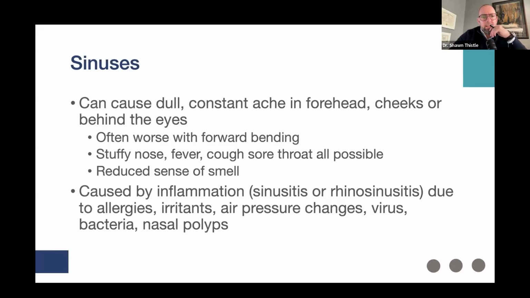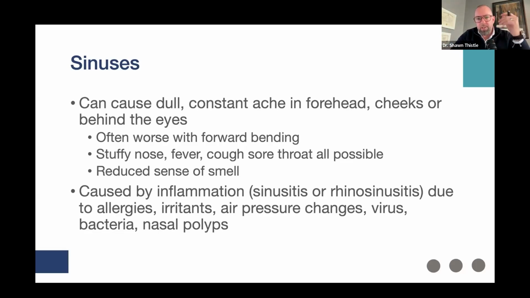Next in the list of differentials is sinuses. I think this is pretty common. It commonly goes along with a viral or bacterial infection, can cause dull, constant aches like forehead or ethmoid or sphenoid sinuses, often worse with forward bending. That's one of the ways you can diagnose this. Like if someone's having pain here and up here, say, how do you feel if you bend forward? And they'll be like, worse, worse, worse, because it's pressure coming down.